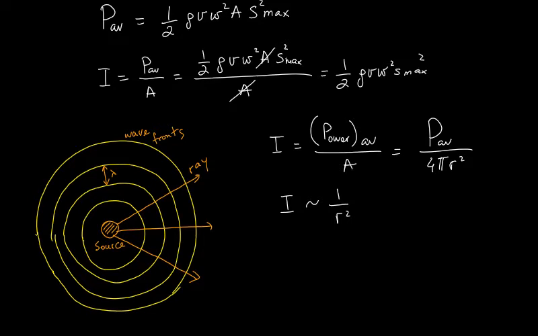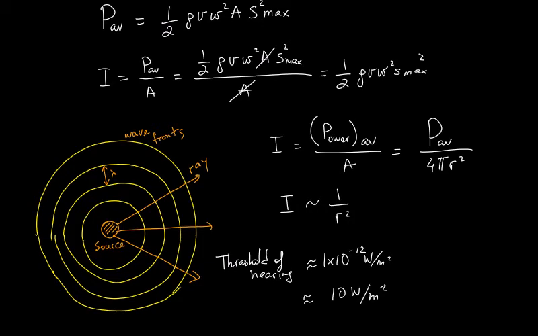Now, talking about human hearing, it spans an extremely wide range, from about 1 times 10 to the negative 12 watts per meter squared to about 10 watts per meter squared. So this top number is the threshold of hearing, and the bottom one is the threshold of pain.